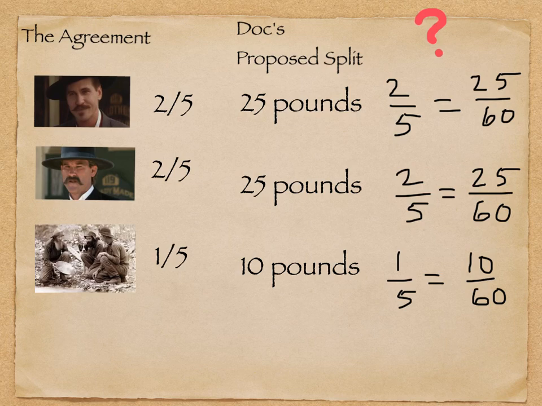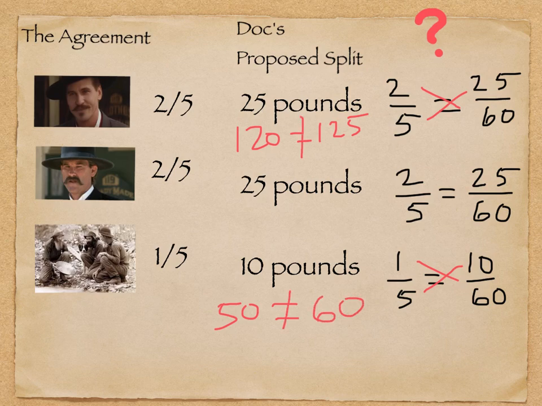So we should be able to see that this is not proportional. This is not proportional to the agreement that was put in place, that every 2/5 of the pounds should go to Doc and Wyatt, and 1/5 of the pounds goes to the dirty scoundrels. Check it out with cross products and you see 2 times 60 is 120. 5 times 25 is 125. That's not a proportional relationship. 5 times 10 is 50. And 1 times 60 is 60. That's not a proportional relationship. So therefore, this is not a fair deal according to the agreed upon contract.